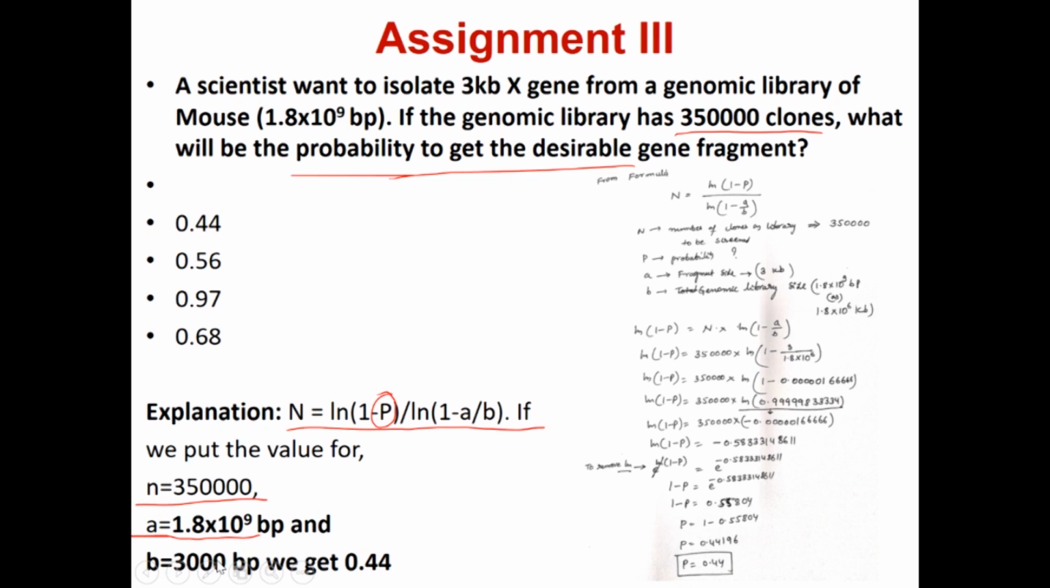you are going to get 1 minus P is equal to e to the power minus 0.583314. If you simplify this, you get 1 minus P equal to 0.558, and that is going to give you a probability of 0.44. This is the correct option. If you go through this, you will be able to solve this and get the correct answer.